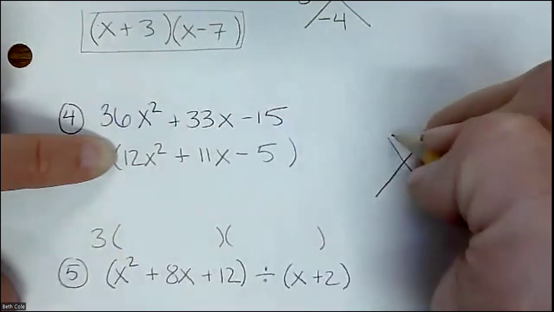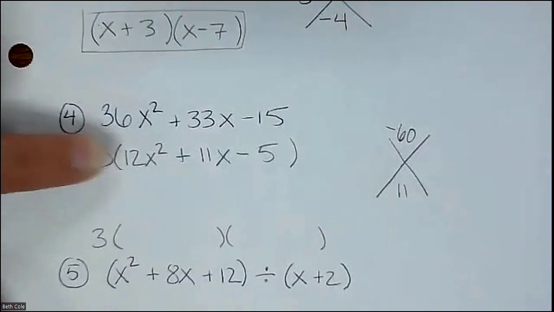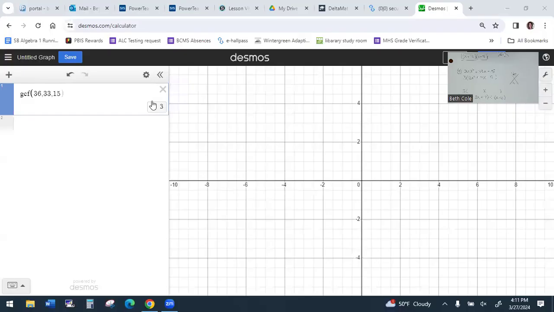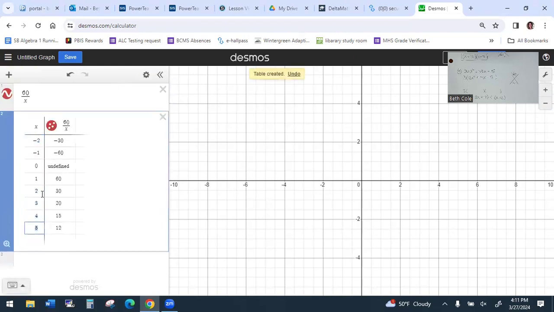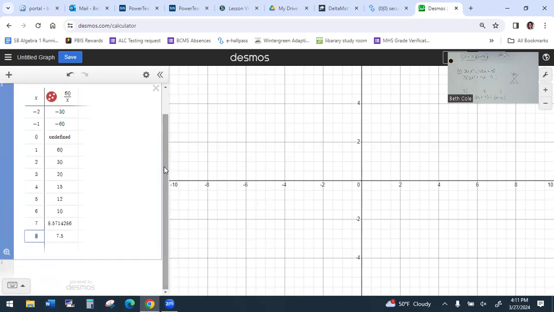So 12 times negative 5 gives you negative 60. 11 goes on the bottom. So if you're not sure, again, 60 is kind of a bigger number. Let me go over here. I'm going to type 60 divided by x, make my table, and I'm looking for a pair of numbers that will add or subtract to be 11.